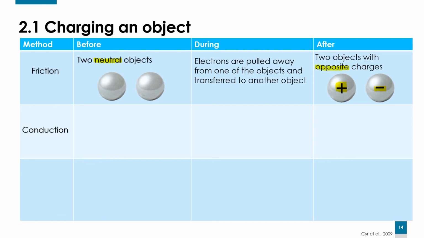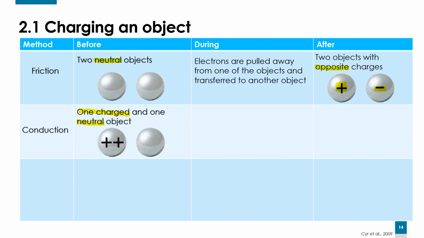Okay, conduction. Conduction, what do I have before? I have one charged and one neutral object. Okay, so one charged, let's say positive, but it can be negative as well. So I just represent the positive here. What's important is I have one charged and the other is neutral.